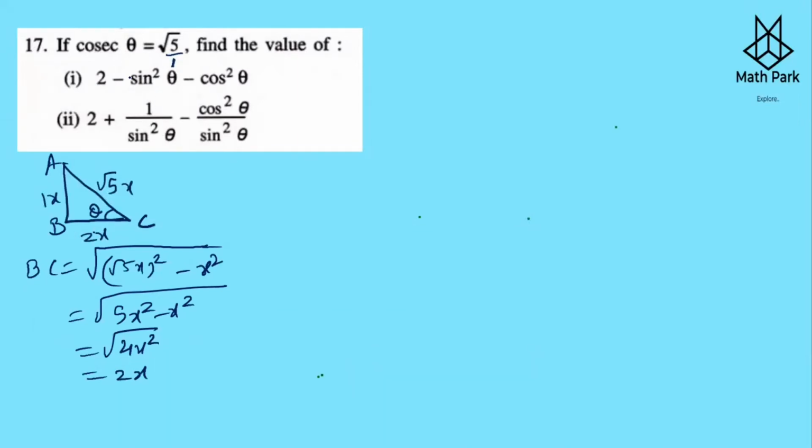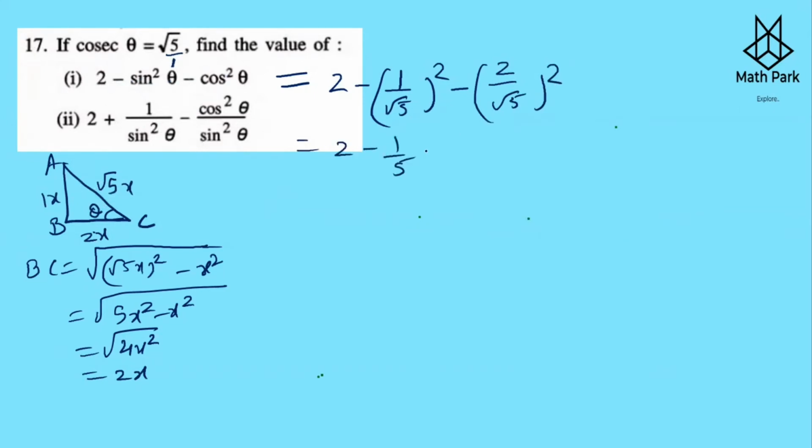Now let us find the values of sine square theta and cos square theta. So we start with the first part, 2 minus sine square theta. So sine theta is 1 by root 5. So we have 2 minus 1 upon root 5 and then the square of this, minus cos theta is adjacent upon hypotenuse, that is 2 upon root 5 and then the square of this. So let us simplify this. 2 minus 1 by 5 minus 2 square is 4, so 4 upon 5. When we take the LCM, let us keep this 2 as it is. So we have minus 1 by 5 minus 4 by 5.